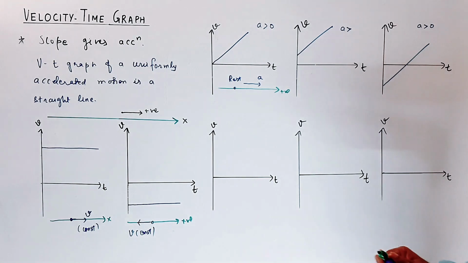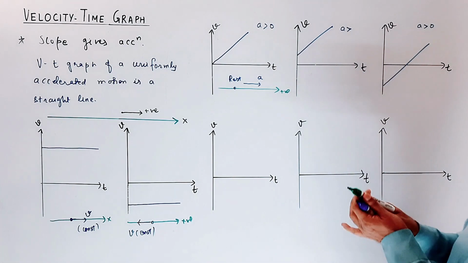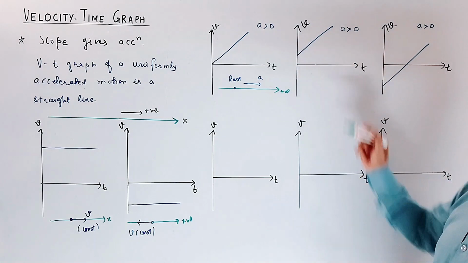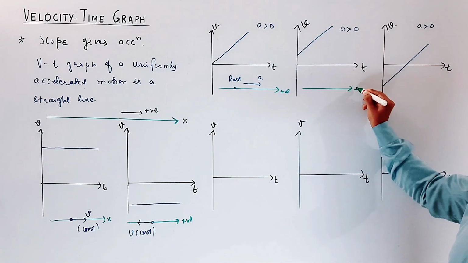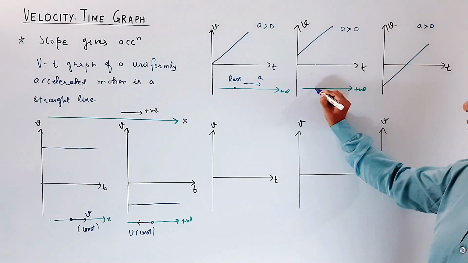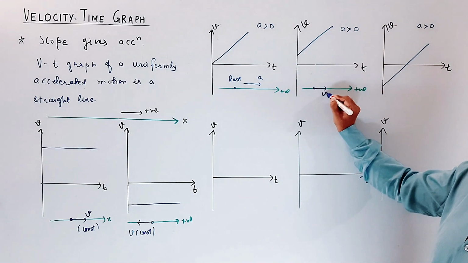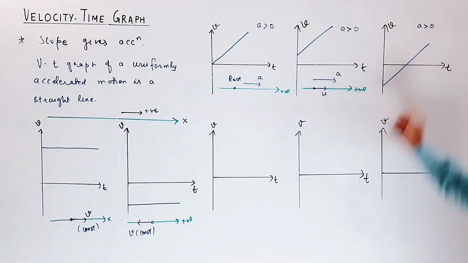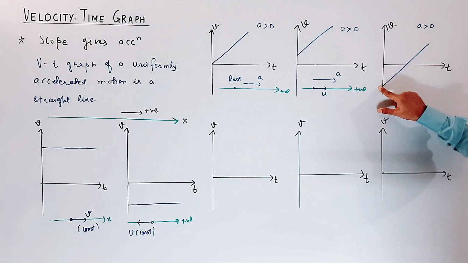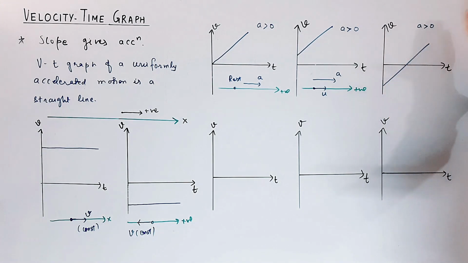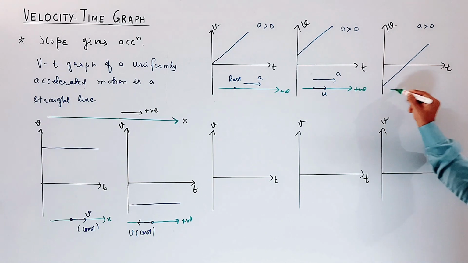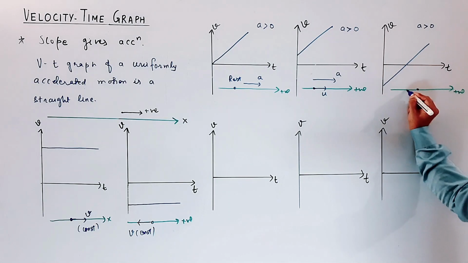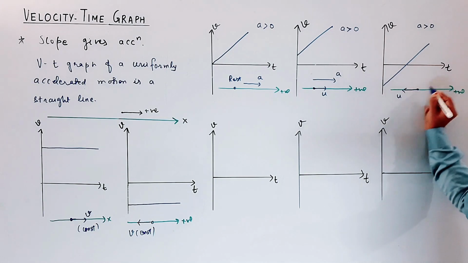And what about this motion? It starts from some positive initial velocity and a positive acceleration. So it starts with some positive initial velocity and the acceleration is also along the same direction. And in this case the initial velocity is negative, but the acceleration is uniform and positive everywhere. So this motion represents, this is the positive direction, and the particle starts in this direction and the acceleration is in this direction.